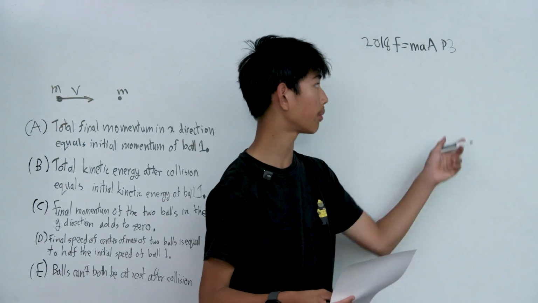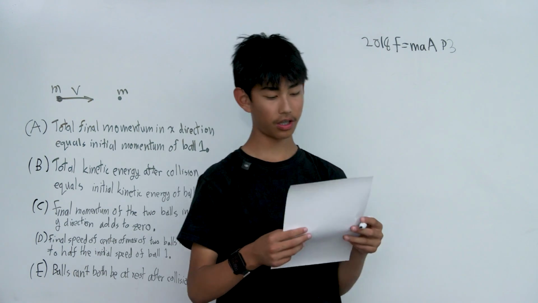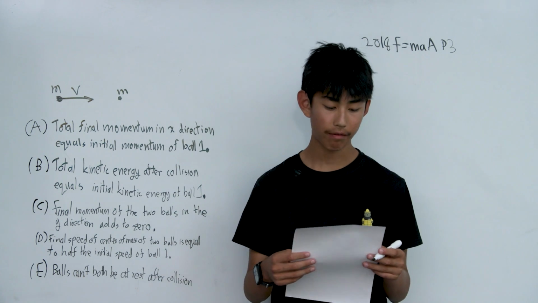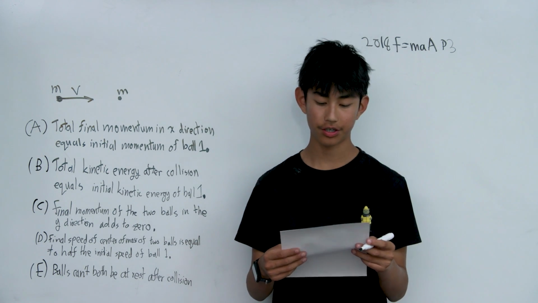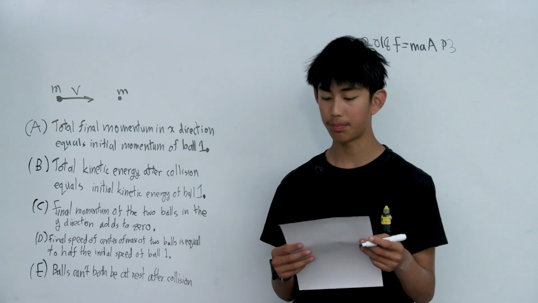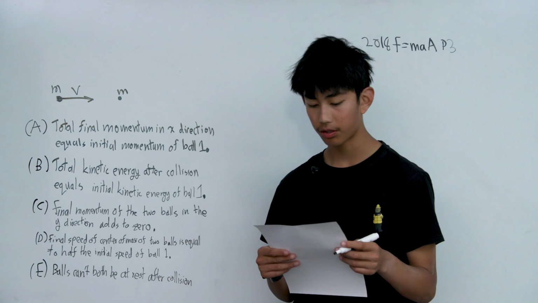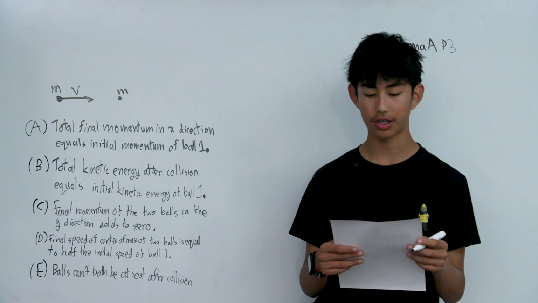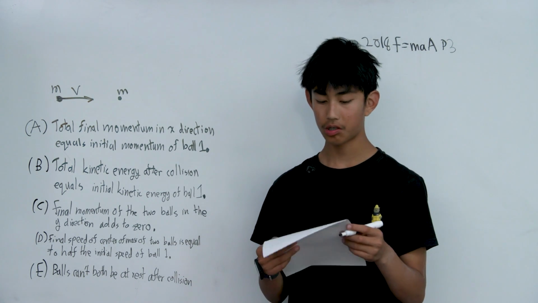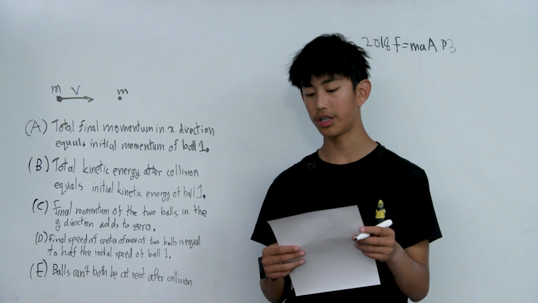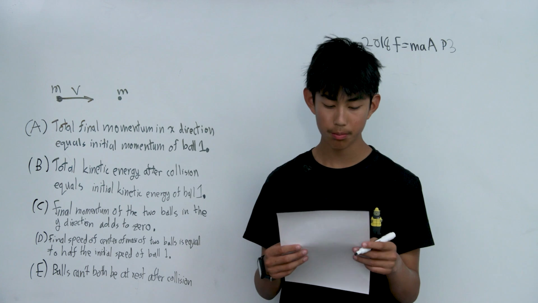We're solving problem 3 from the 2018 F equals MA exam A. Ball 1 traveling in the positive x direction strikes an equal mass ball 2 that is originally at rest. All of the following must be true after the collision except A, the total final momentum in the x direction equals the initial momentum of ball 1.